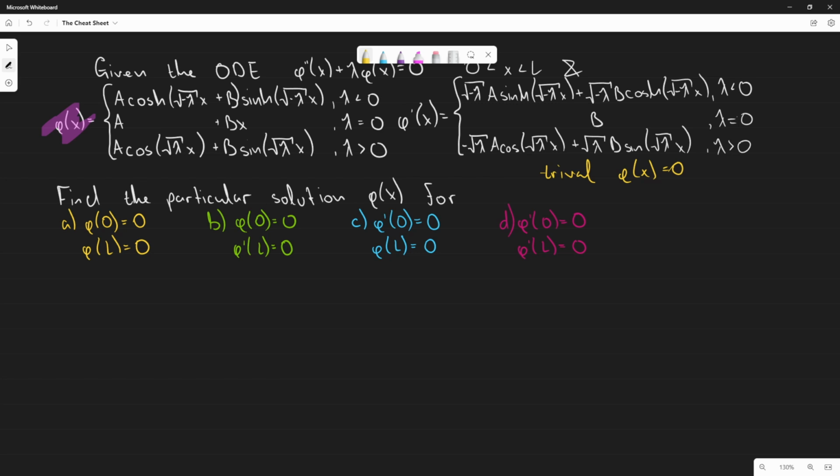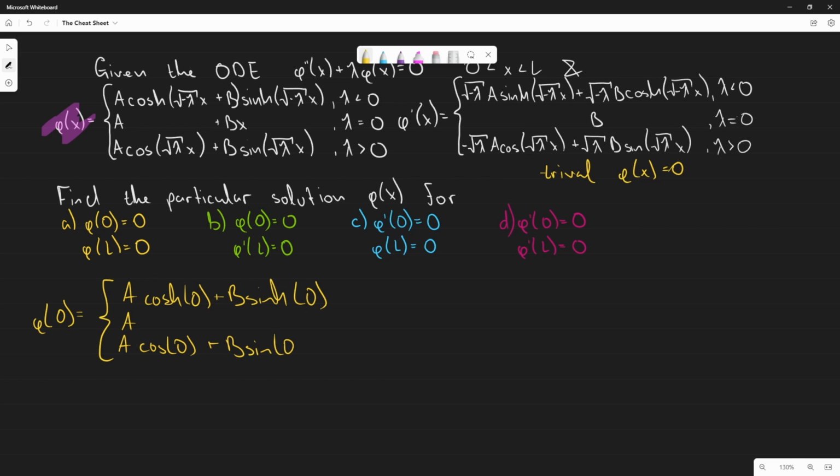We want phi of x to be something else that is not 0. So for this one, we are going to start off with the negative case. Well, actually, we're just going to plug in phi of 0 for all of them. So when x is equal to 0, we will get a hyperbolic cosine of 0 plus b hyperbolic sine of 0, and then this one would just be a, and then this would be a cosine of 0 plus b sine of 0. And again, it's for lambda is negative, lambda is 0, and then lambda is greater than 0.